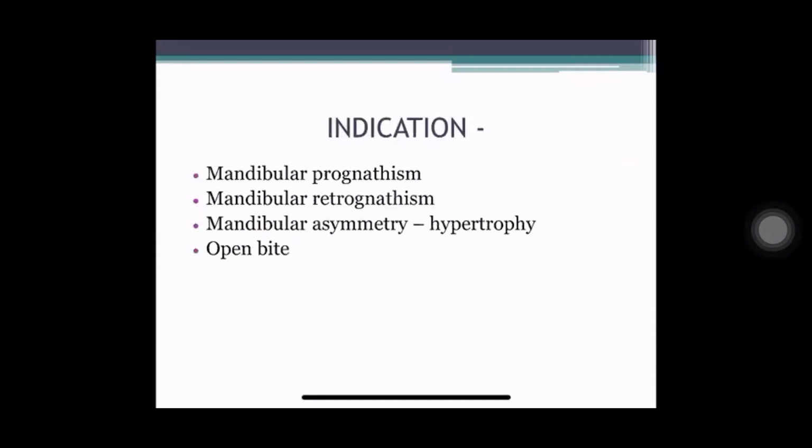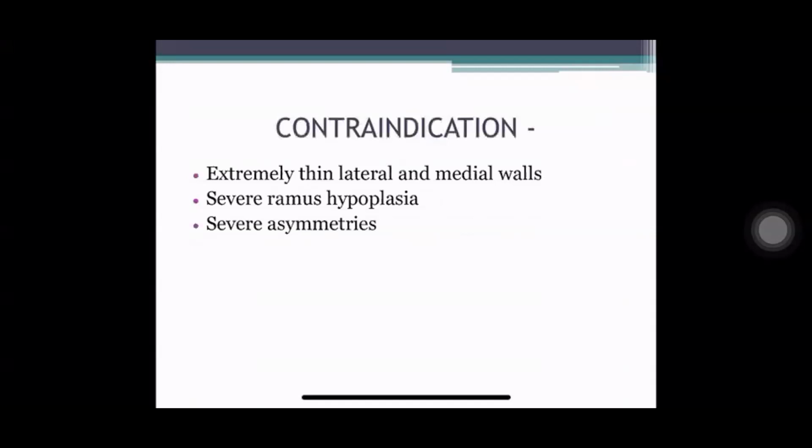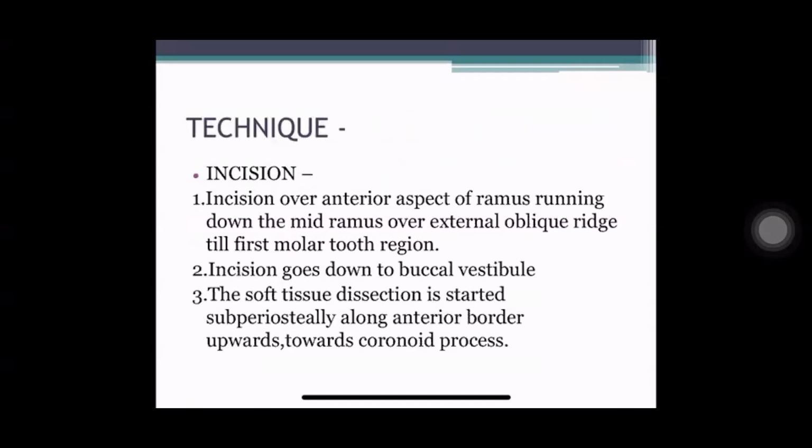The indications to do orthognathic surgery of the mandible are mandibular prognathism, mandibular retrognathism, mandibular asymmetry like hemimandibular hypertrophy, and open bite. The contraindications are when the mandibular walls on the lateral and medial side are extremely thin, when there is severe ramus hypoplasia, and when there are severe asymmetries which cannot be treated by these jaw procedures.